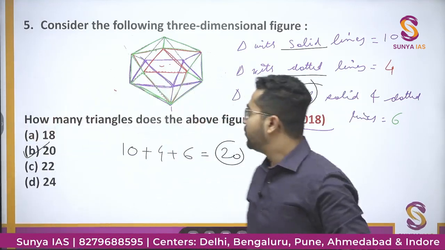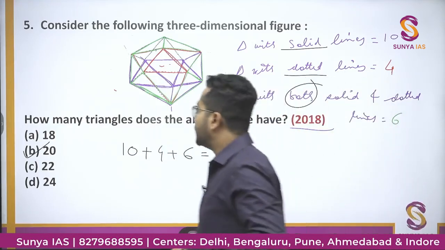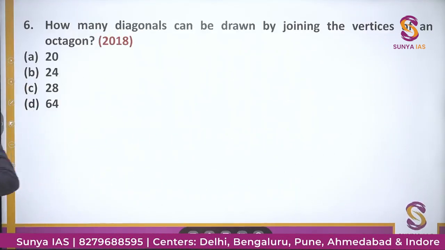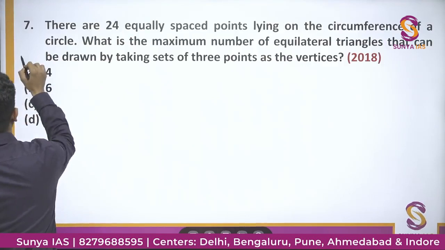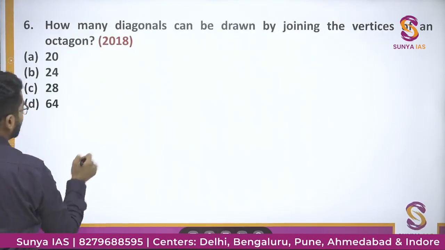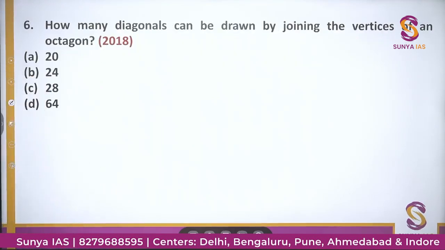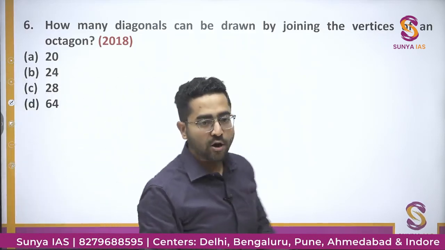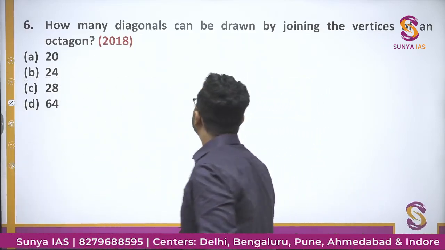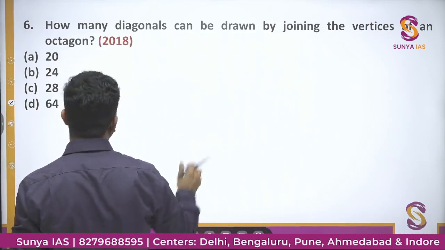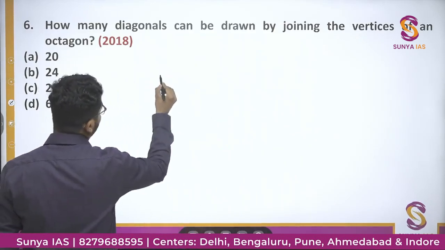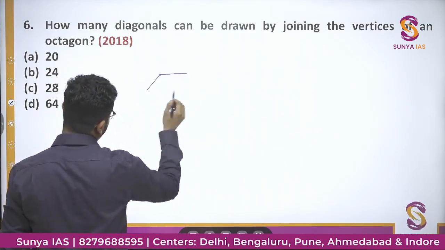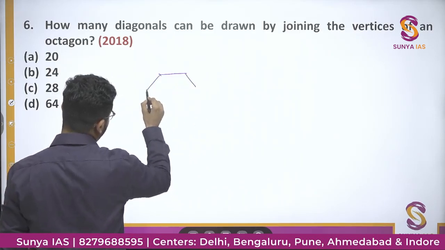So now we will move on to the next question, that is question number 6. It was asked in the year 2018: how many diagonals can be drawn by joining the vertices of an octagon? Octagon kya hota hai? That is a polygon having 8 sides, right?